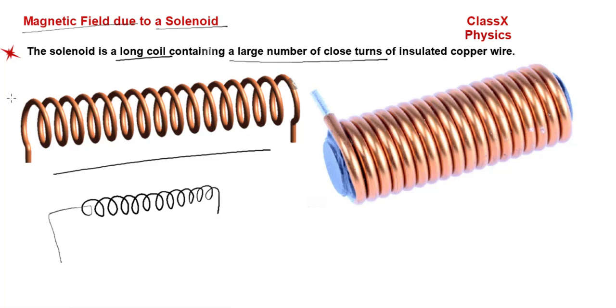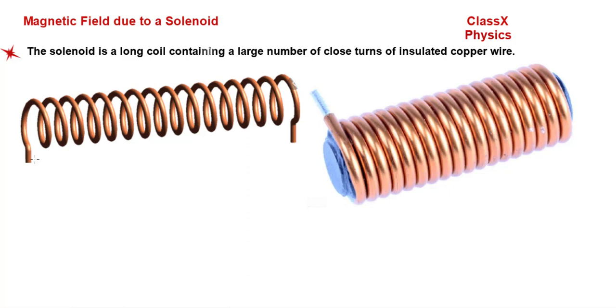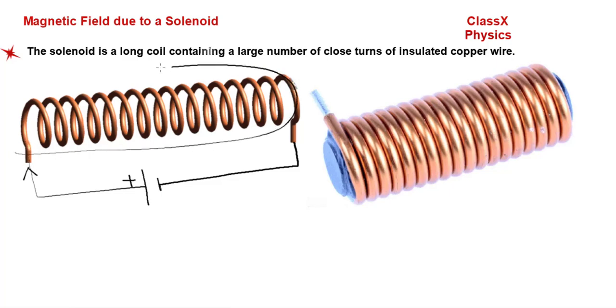As shown in this figure, this is the copper wire and here are many turns of this wire. So it is making a coil, and this coil is called a solenoid. When the ends of this coil are connected with a battery or cell and the connection is enabled, current starts flowing in the coil and the coil behaves like a bar magnet.